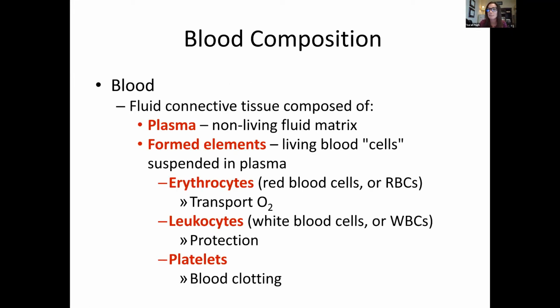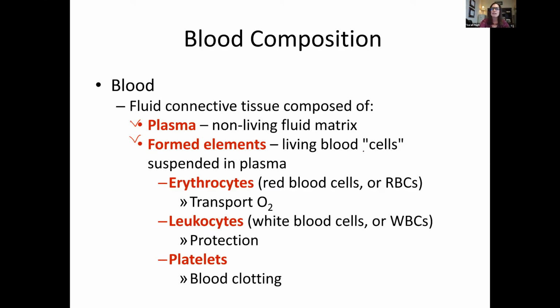So I already mentioned it has plasma. That is the non-living fluid matrix. So remember, all your connective tissues have an extracellular matrix. They have fibers and ground substances within that extracellular matrix. And then they have the living component. They have the cells, right? So we would say that plasma is the extracellular matrix. It's a fluid matrix. It's not living. Then we also have formed elements. And the formed elements are basically the cells. This is the living component.